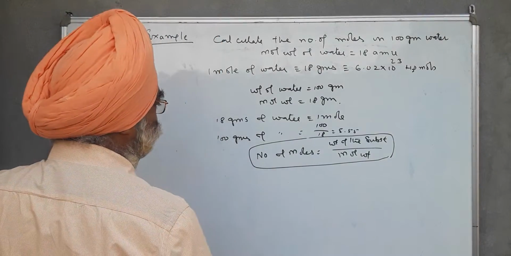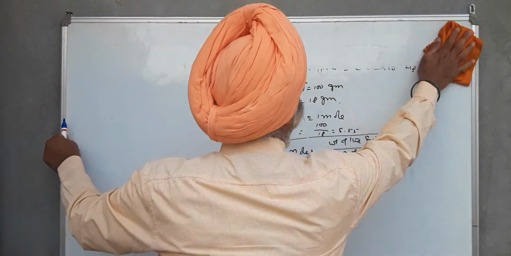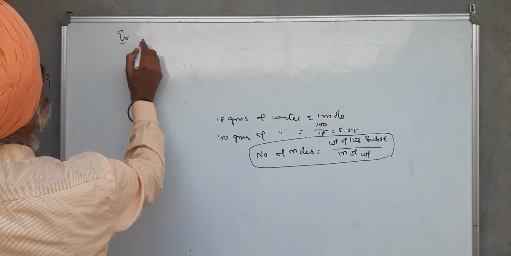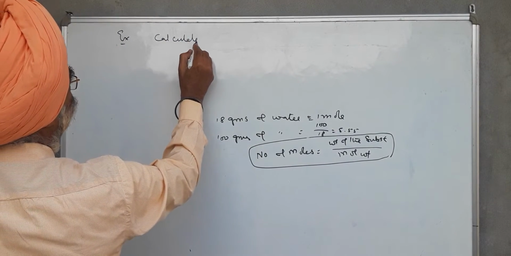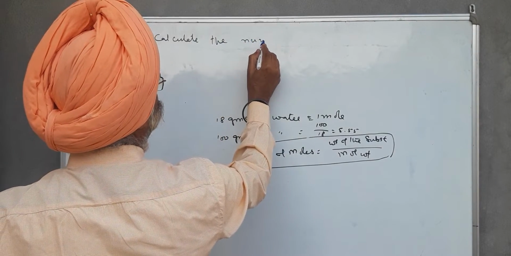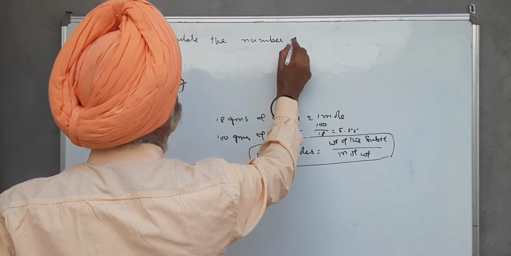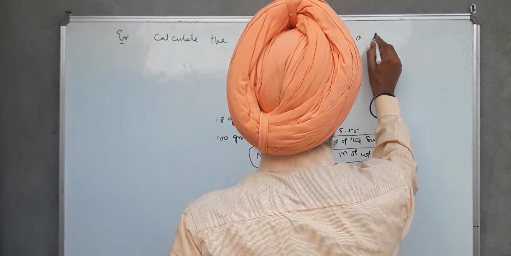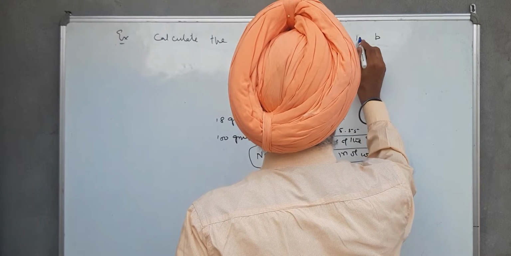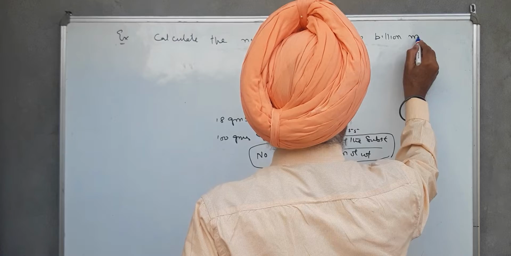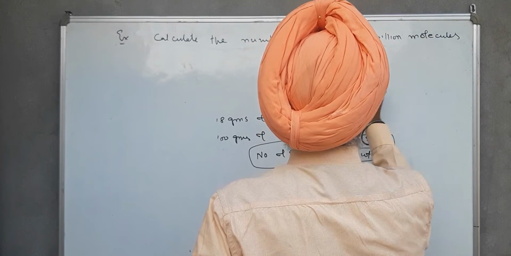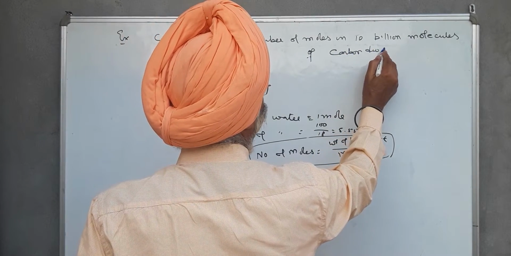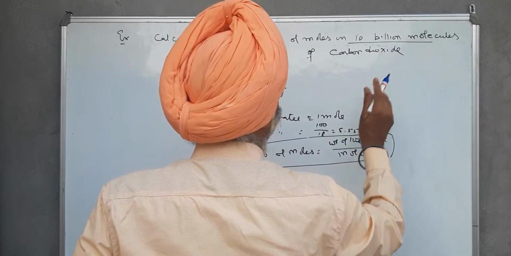We have another example, and that example is calculate the number of moles in, say, 10 billion molecules of carbon dioxide, 10 billion molecules of carbon dioxide.